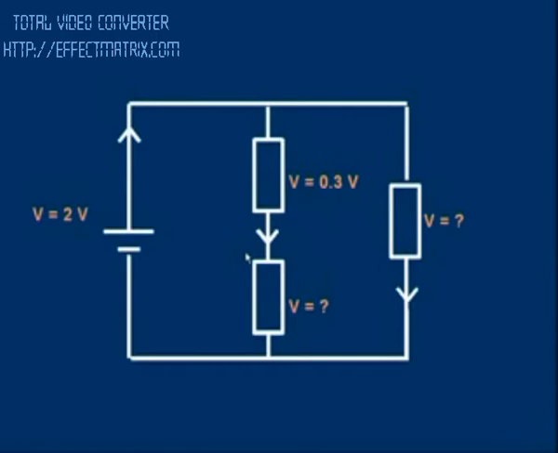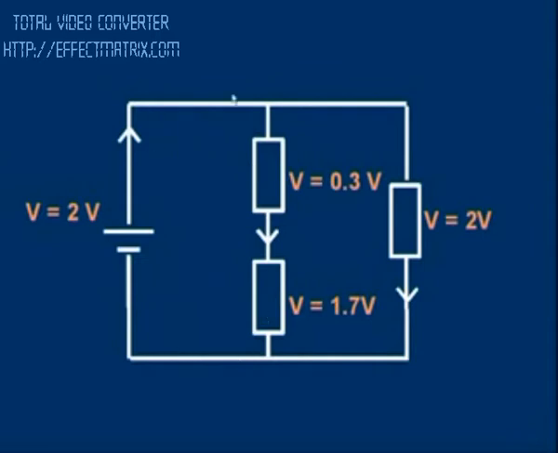Here's the answer. Let's go around the yellow loop, the first loop. The voltage from the cell, from the power supply, the single cell, is 2 volts. And that must add up to the other voltages in the loop. So that's 0.3. The voltage across the lower resistor must be 1.7, because 0.3 and 1.7 add up to 2, the same as the battery's voltage.